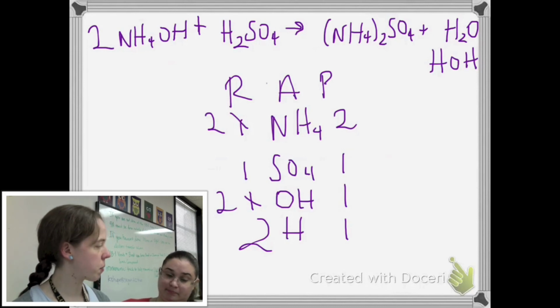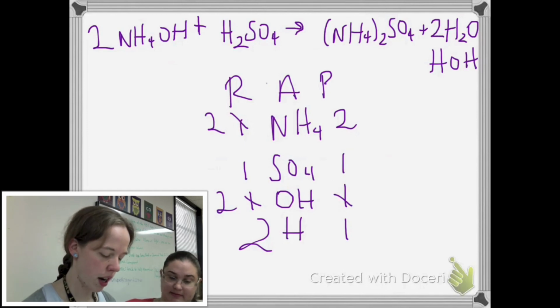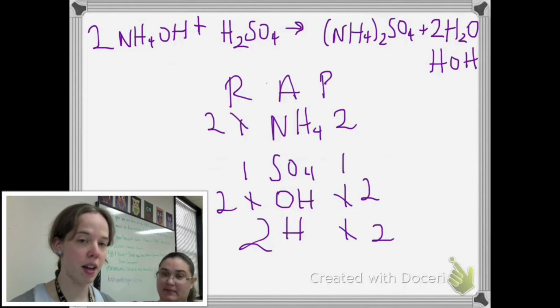What do we need to put on the product side then? Put a 2 in front of the H2O. A 2 in front of the H2O, because that actually takes care of both. It has our H and our OH. Yay! So now everyone matches, and we've got everything balanced.